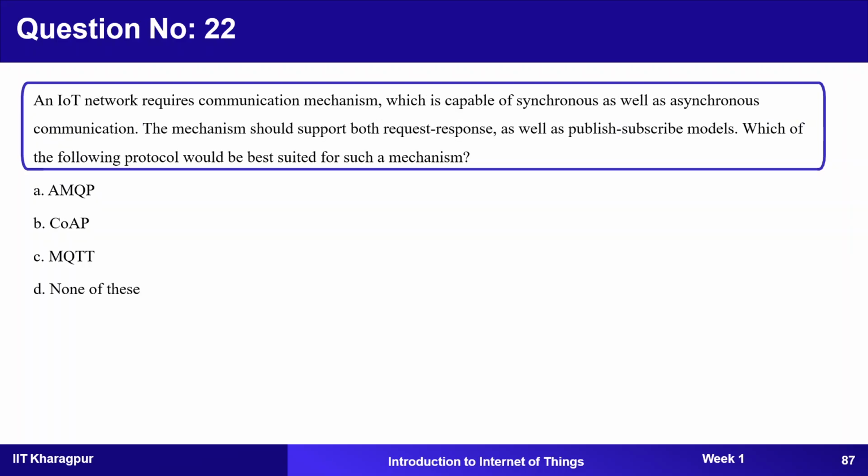Next question is, an IoT network requires a communication mechanism which is capable of synchronous as well as asynchronous communication. The mechanism should support both request response as well as publish subscribe model. Which of the following protocols would be best suited for such a mechanism? Options are AMQP, CoAP, MQTT, none of the above.